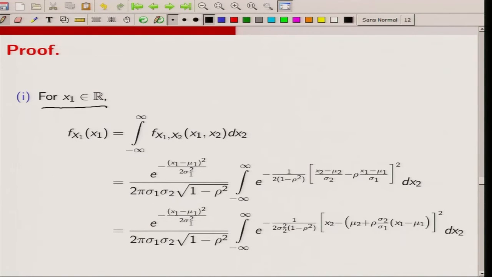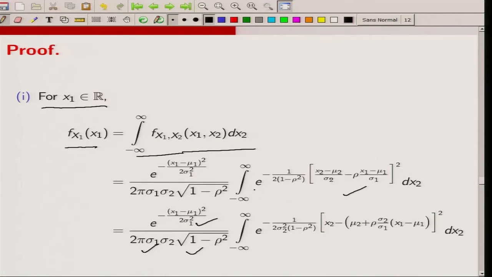So, for x1 belonging to R, the marginal is nothing but I integrate out the unwanted variable, which is x2, from the joint PDF. Now, I made the perfect square, if you remember, in f(x1, x2). So, if I do that, e to the power minus (x1 minus mu 1) whole square by 2 sigma 1 square, times 1 by 2 pi sigma 1 sigma 2 square root of 1 minus rho square, comes outside. Then the integral from minus infinity of e to the power minus 1 by 2(1 minus rho square) times (x2 minus mu 2 by sigma 2 minus rho times (x1 minus mu 1) by sigma 1) whole square. This comes out. So, this becomes e to the power minus (x1 minus mu 1) whole square by sigma 1 square, over 2 pi sigma 1 sigma 2 square root of 1 minus rho square.